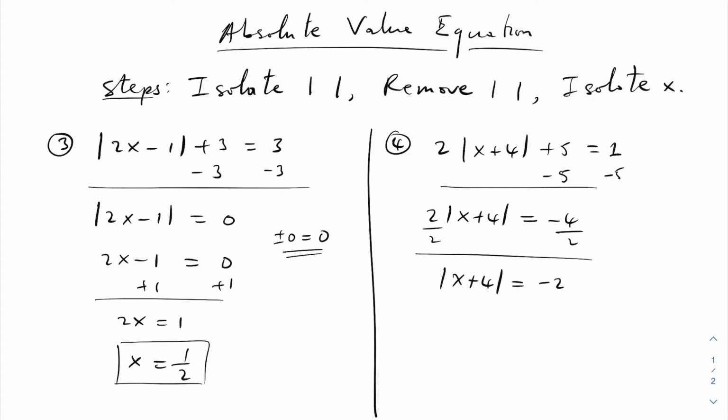Now, when you get to this point, an absolute value term equal to a negative number, you should know that you can't actually move forward, because an absolute value term would never be equal to a negative number. So you can stop here and simply say that this particular equation does not have any solution. So that's it for this case here. No solution, and we are done.